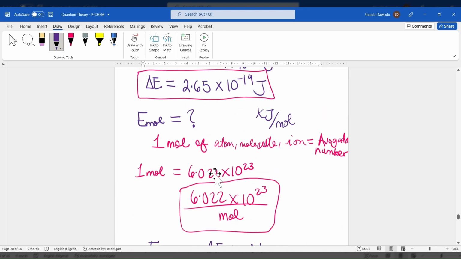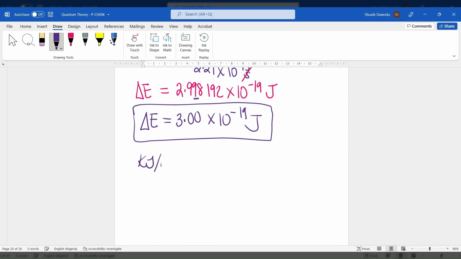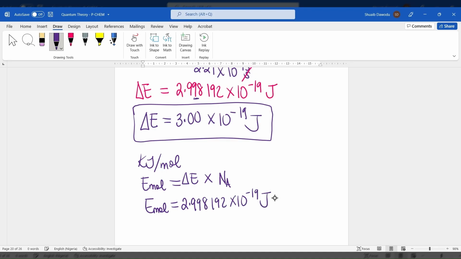So we've done the first part. We have expressed our answer in joules. Now we have to do it in what? Kilojoule per mole. So E per mole is equal to change in E times Avogadro's number. Yeah. So we already know change in E per mole is just going to be change in E. We know that to be 2.998192 times 10 to the power of negative 19 joules multiplied by Avogadro's number, 6.022 times 10 to the power of 23 divided by mole, because that's the units for Avogadro's number, 1 over mole, or mole raised to the power of negative 1.